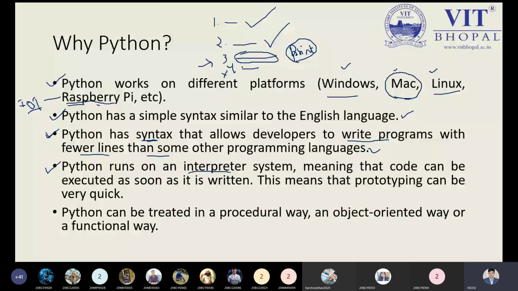Now, is it clear to all? Yes, sir. Okay. Now, any doubt over here? No, sir. Okay, thank you. So can I move ahead after the last line? Yes, sir. Sir, before moving, can you please tell something more about Raspberry Pi?